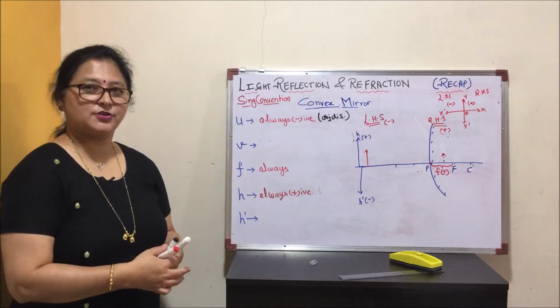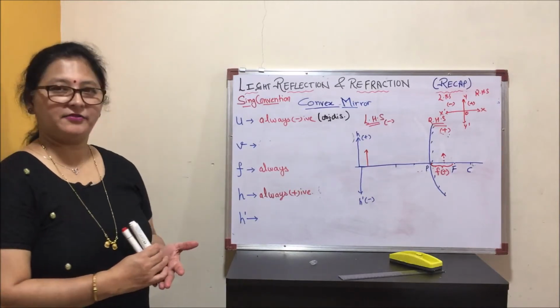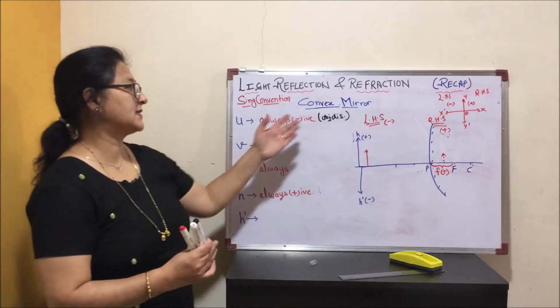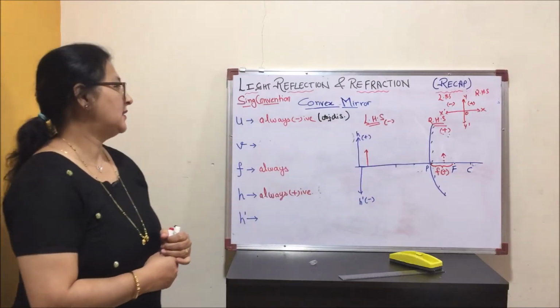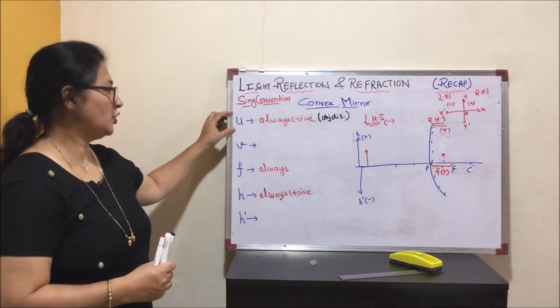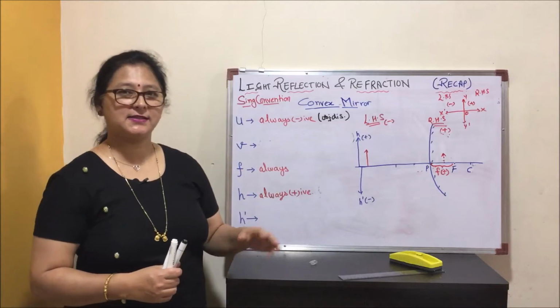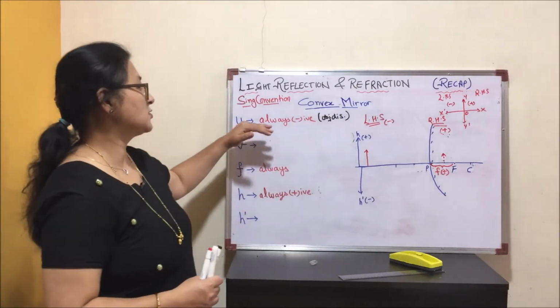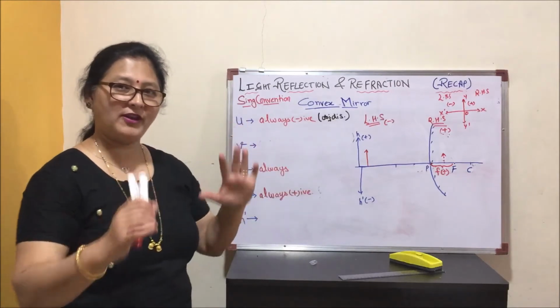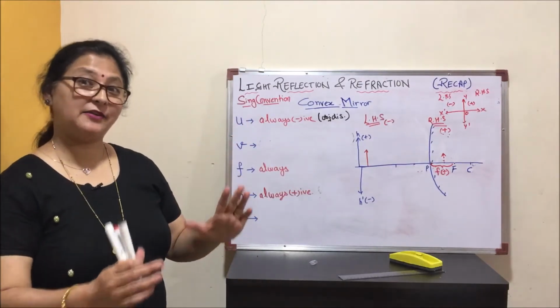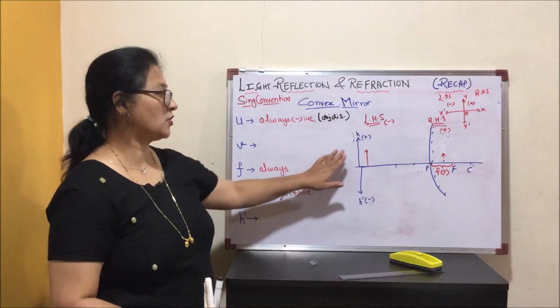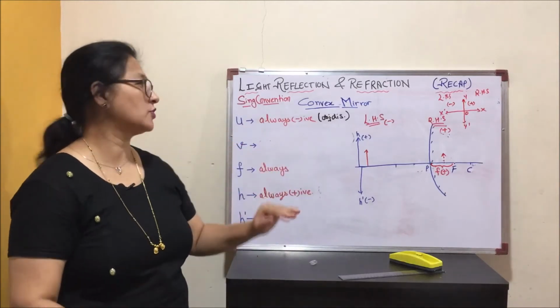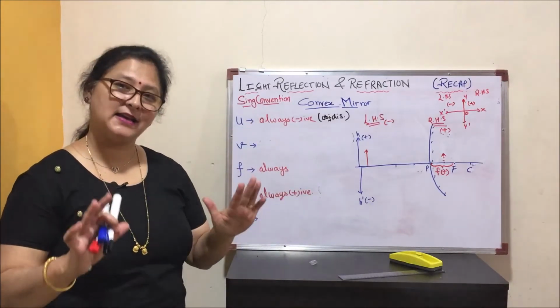Okay children, now let's do the sign convention in case of convex mirror. Let's do the first one, that is U, which is nothing but the distance between the object and the mirror. As I told you, U is always negative. We always place the object in front of the mirror, so U is always considered as negative.